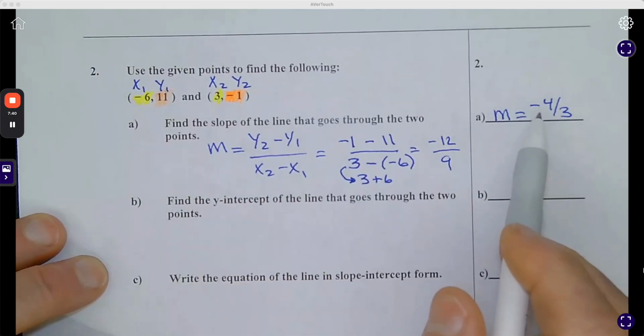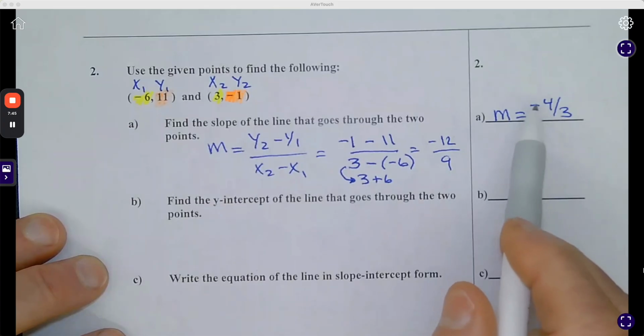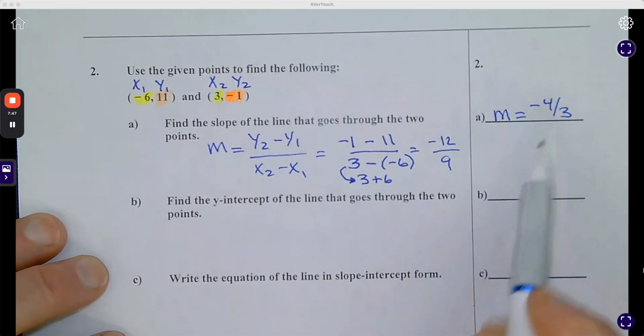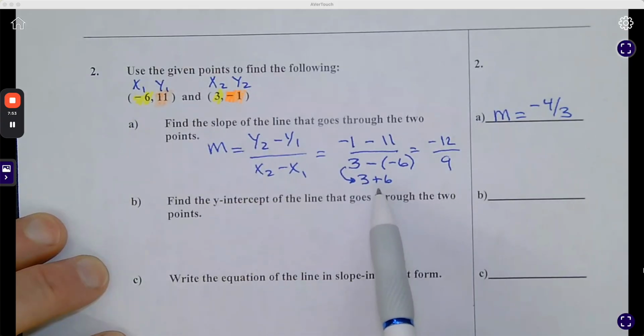Notice my pattern is I always put my negative with the rise, right? It's just a good habit. Every time I've done this problem with you, it's been the same every time. So good habits breed success.